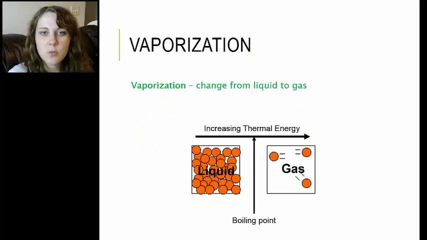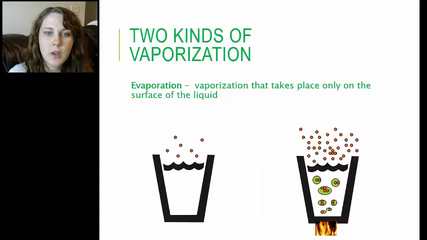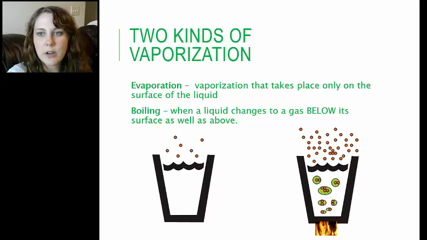Vaporization occurs when a substance changes from a liquid into a gas. Again, you're adding heat, so those particles gain so much energy that they start to break apart even further and they form a gas. There are two kinds of vaporization, evaporation and boiling, both of which you should know. Evaporation occurs when you are vaporizing liquid on a surface, and boiling occurs when a liquid changes to gas below a surface, as well as above.